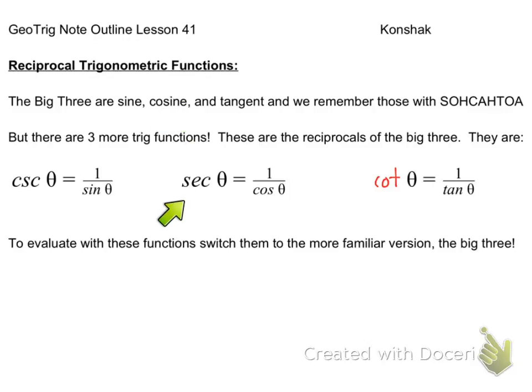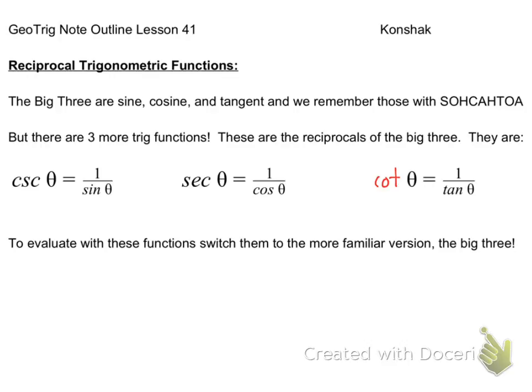Secant theta is 1 over cosine theta. And I had this wrong. I had tangent theta there, so I took it out. But cotangent theta is 1 over tangent theta.